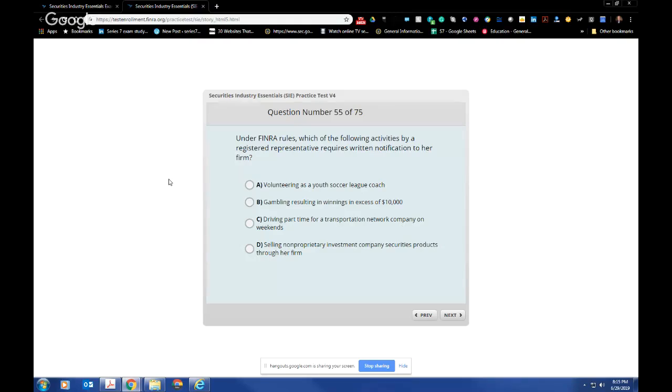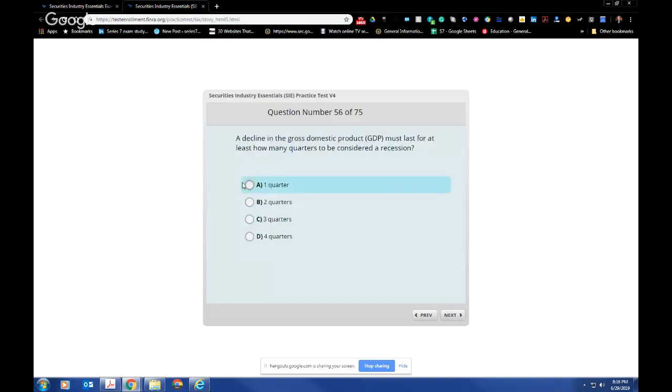Different firms, remember something. There's FINRA rules and house rules. FINRA rules say you don't need permission. Most big broker-dealers will require you have permission to have a job. Selling non-proprietary investment company securities through her firm. She did it through her firm, so nobody cares. That's totally fine. That's not her job. So it's going to be C if you have a job.